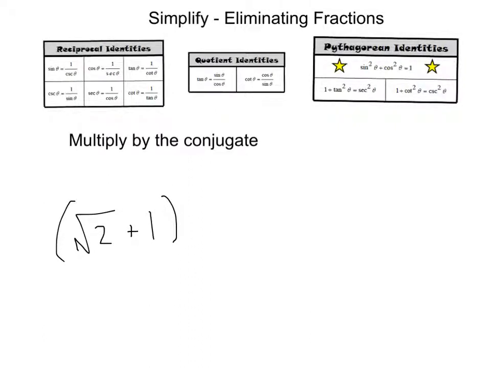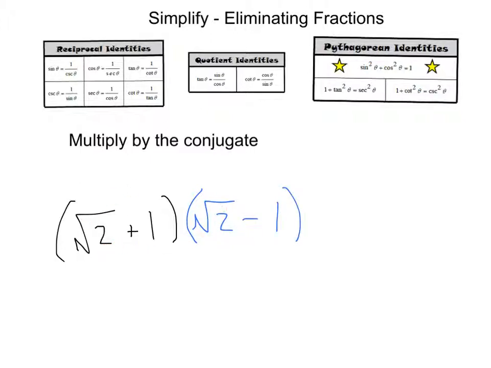Another tool for simplifying trig expressions is eliminating fractions. And we're going to do this by multiplying by the conjugate. Now remember, a conjugate basically means that you just switch your middle sign. We've simplified square roots with the conjugate before as follows. Here we'll multiply root 2 plus 1 by root 2 minus 1, just switching that opposite sign here.